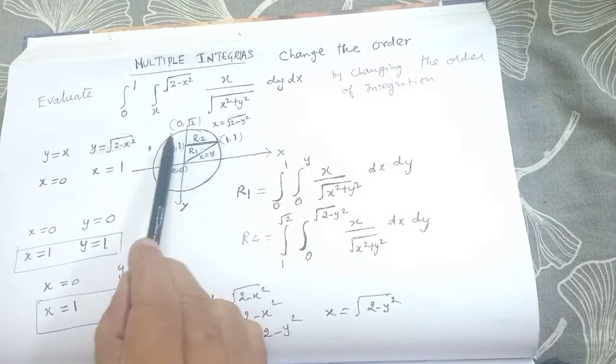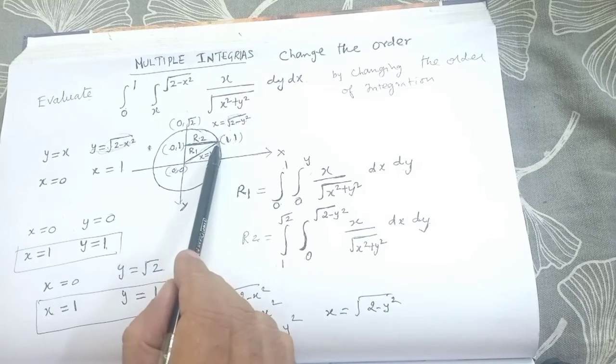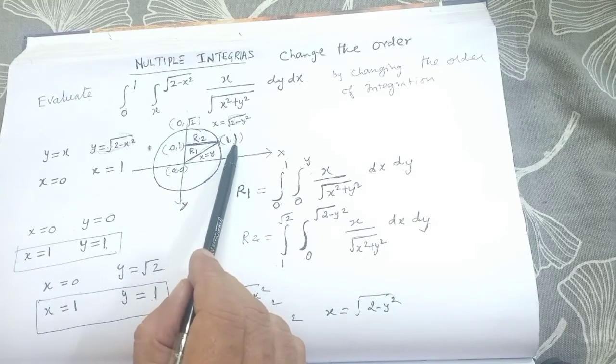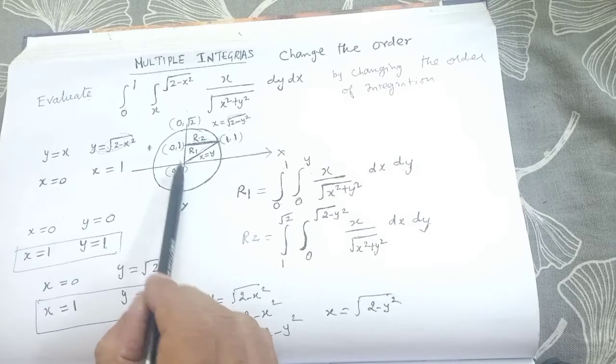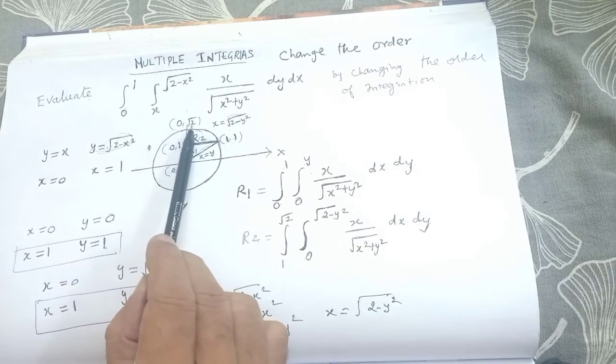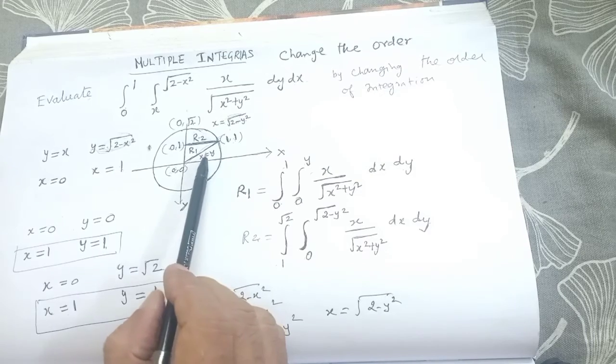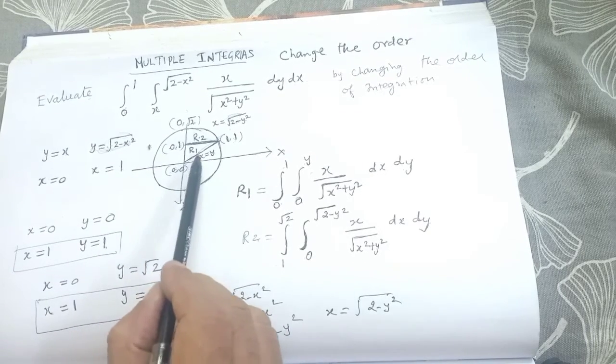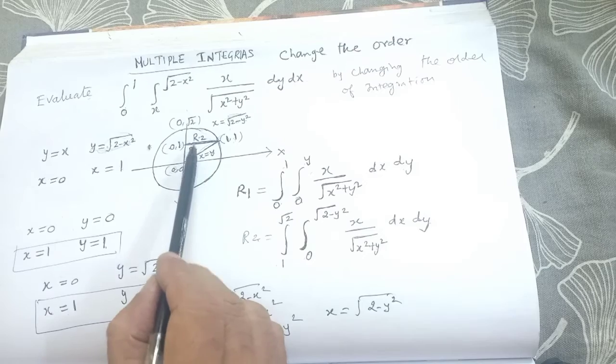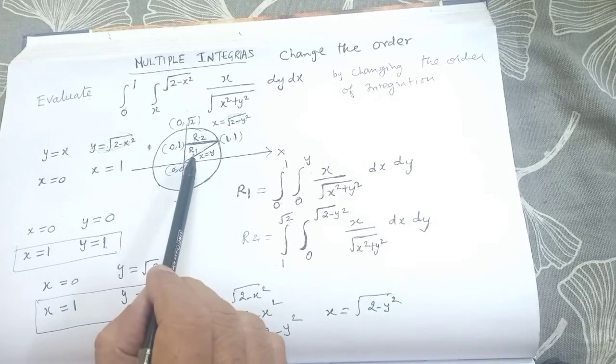Here the circle and the line intersect at the point (1, 1). This is the origin. This point is (0, 1). This point is (0, root 2). This line equation is x is equal to y. There are two regions in this circle, R1 and R2. Now we can find R1.